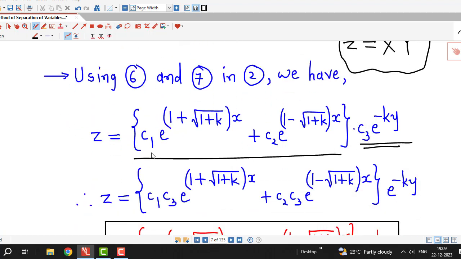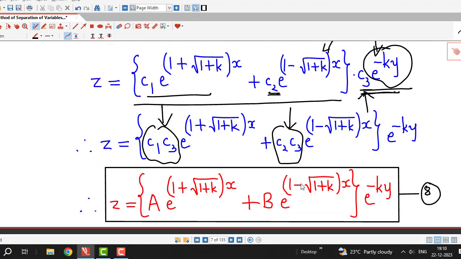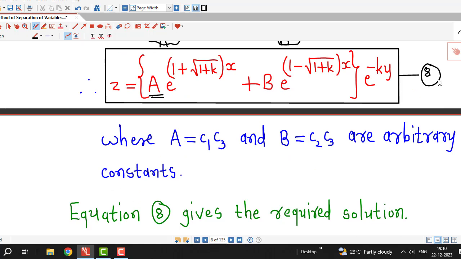Now this I have rewritten. I multiply this term with this and I combine these two constants. Similarly, C2 into C3 into these two functions. I have kept this function outside. I have just multiplied this bracket by C3, so that I can write C1 into C3 equal to another arbitrary constant, and C2 into C3 equal to another arbitrary constant, that I have denoted by capital A and capital B. So this is our required solution. Equation number 8 is the solution of the given homogeneous linear partial differential equation.